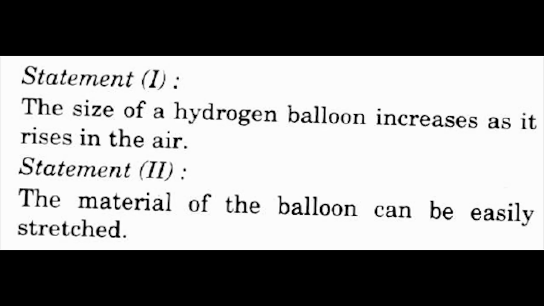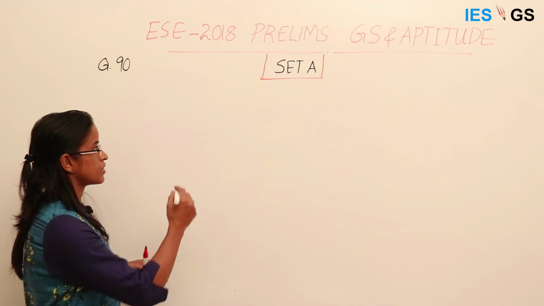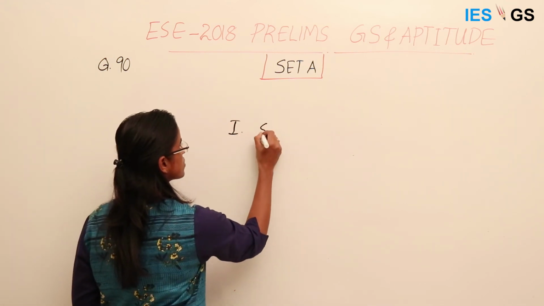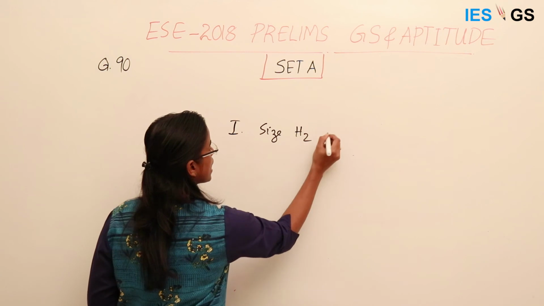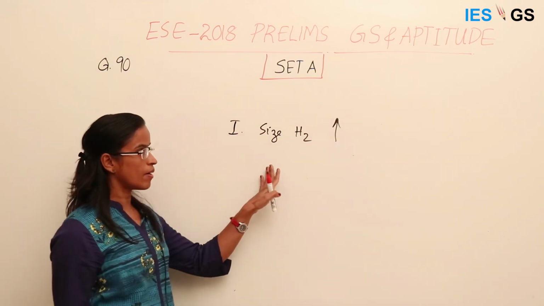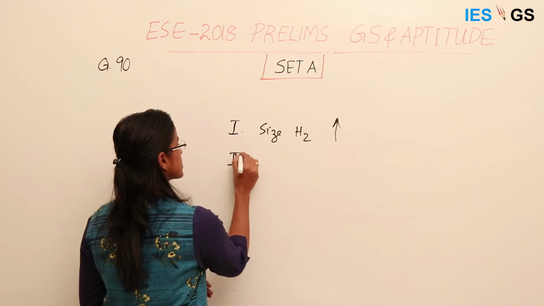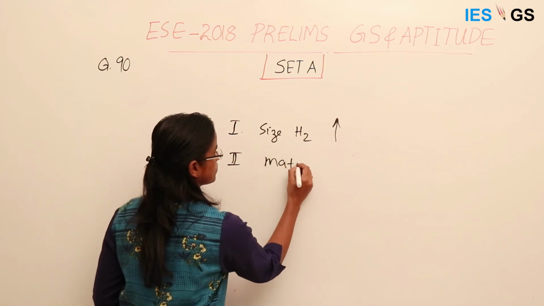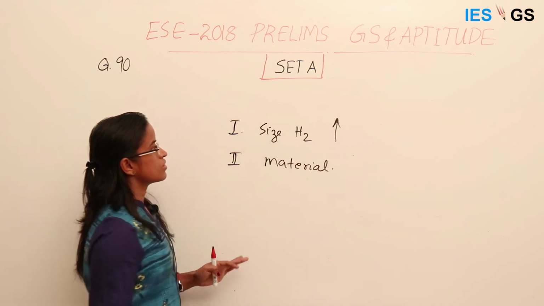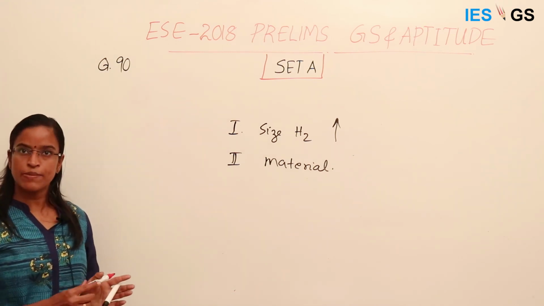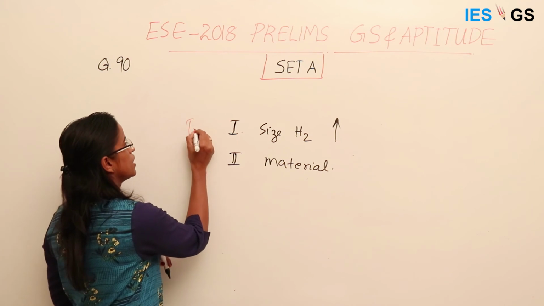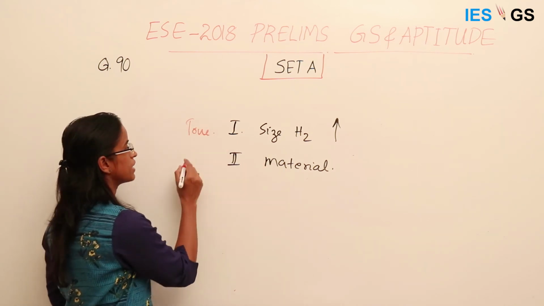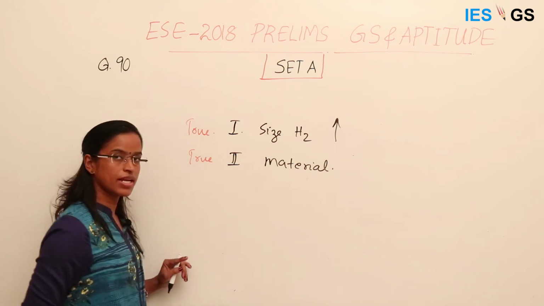Question 90. Statement first. Size of a hydrogen balloon increases as it rises in the air. Statement second. The material of the balloon can be easily stretched. So the first statement tells that size of the hydrogen balloon increases as it goes up in the sky. Second statement tells that the material is stretchable. So it is true that the size of the balloon increases when it goes up. It is true. And it is true that material of the balloon is stretchable material, right?